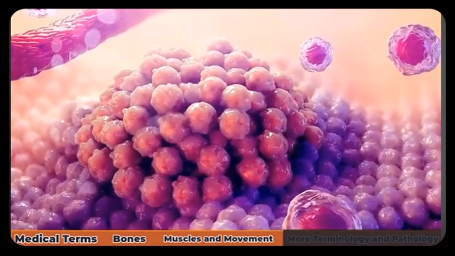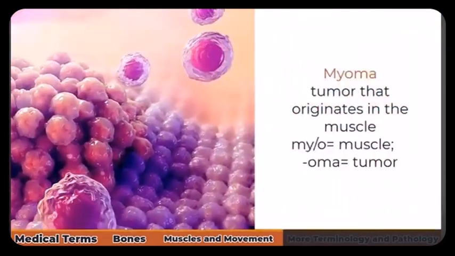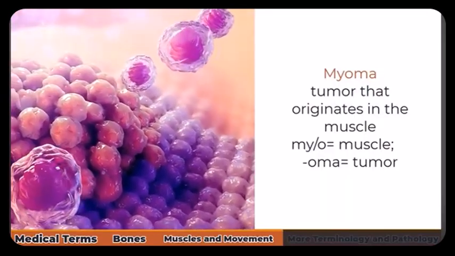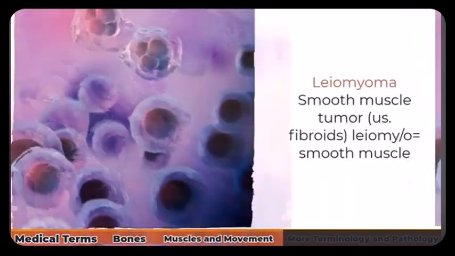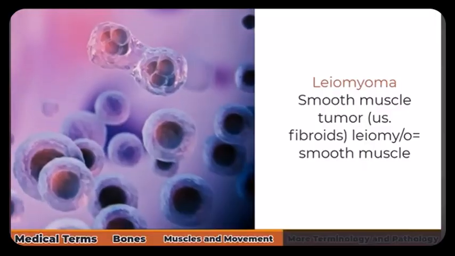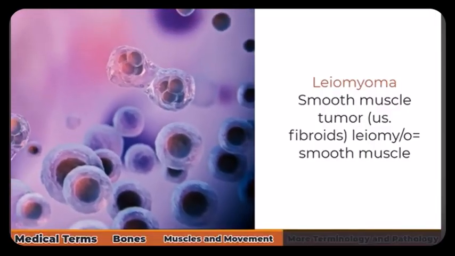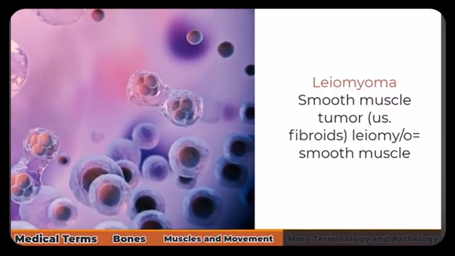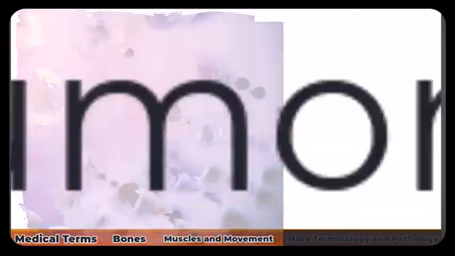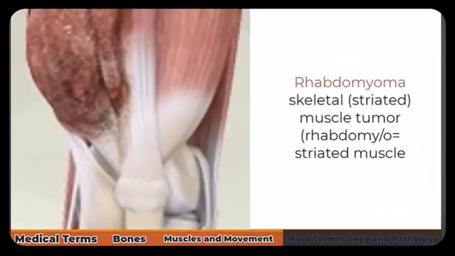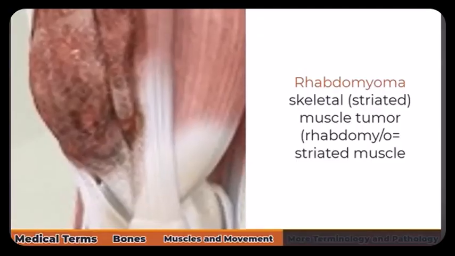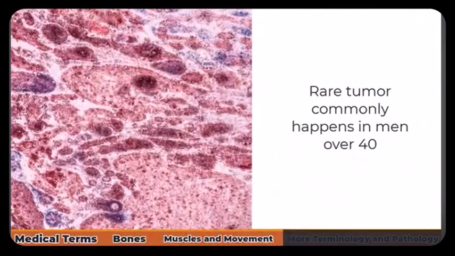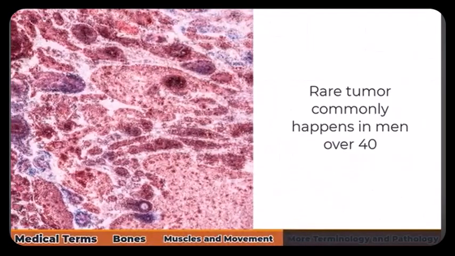Okay, moving on to myomas. Myomas are tumours that originate in muscle cells. Leiomyomas, which occur in smooth muscles, typically the uterus, are usually called fibroids, but can occur in other smooth muscles. Rhabdomyomas originate in striated muscle and are quite rare. They are most common in men over 40.